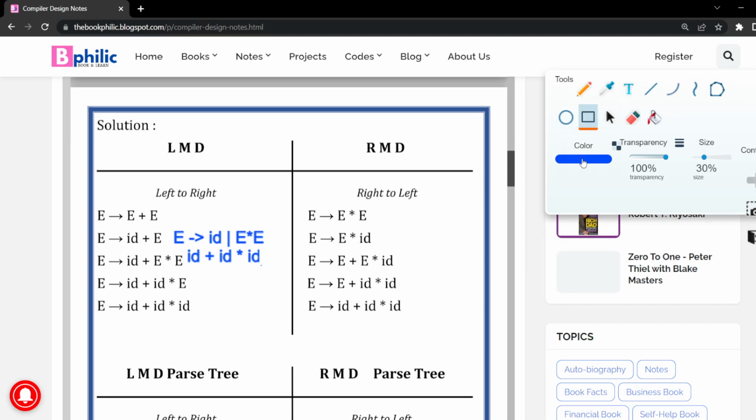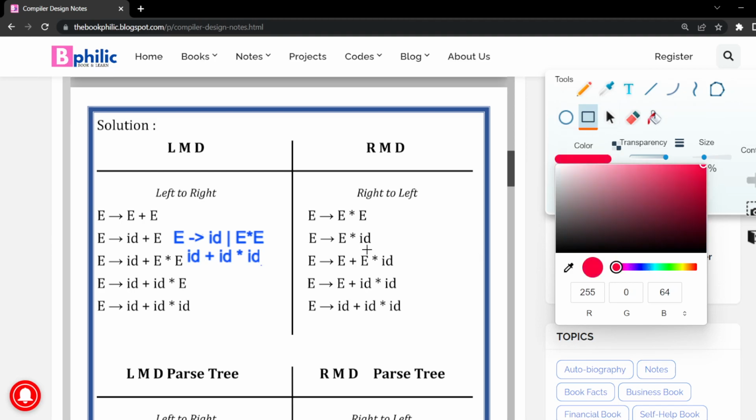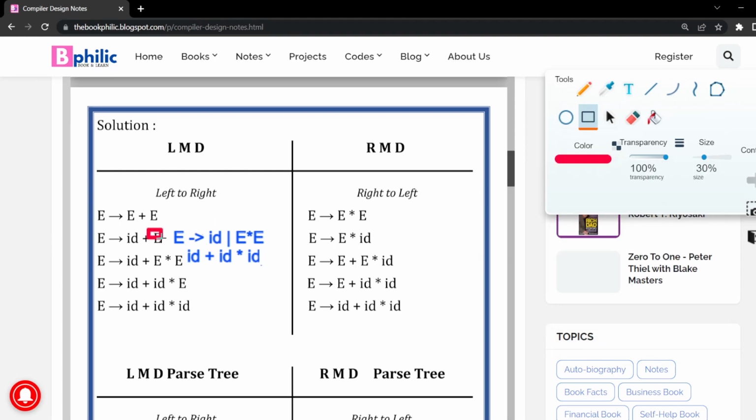When we try to derive this, if we use E derives id, then we will stop right over E derives id plus id. So we cannot derive id plus id star id. In order to get this star, we first have to derive this capital E into E star E, and only then can we derive this capital E into the respective id. Hope you have understood. This is logical, you can understand it very well.